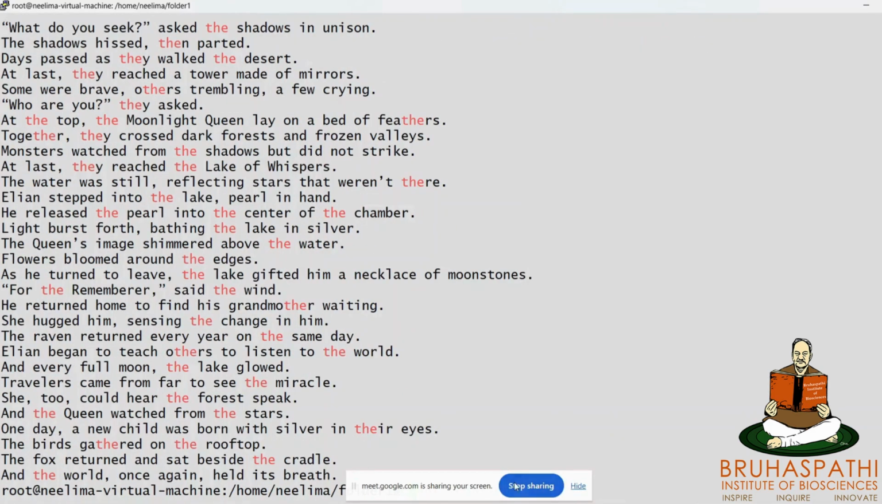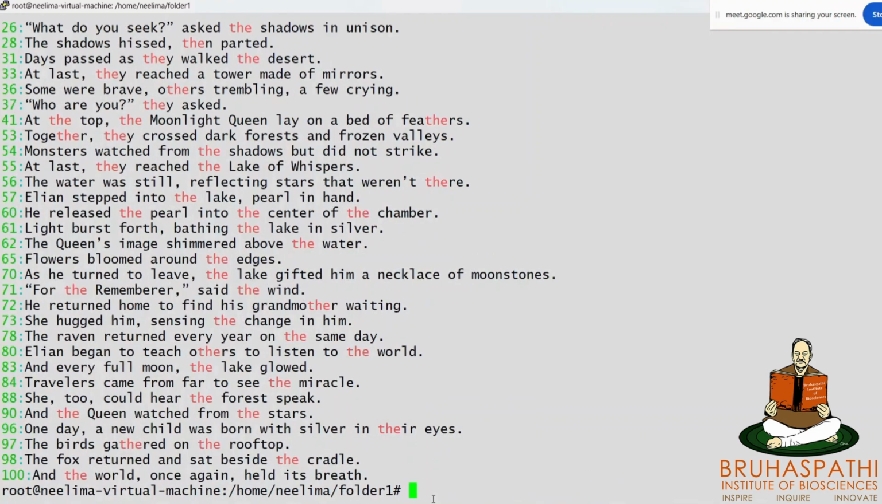Now if we want to see in which line number the is present, we give grep -n. Then it gives the line number. If we carefully see this output, this the is not highlighted. This the is not highlighted. It's not highlighted because grep is case sensitive.